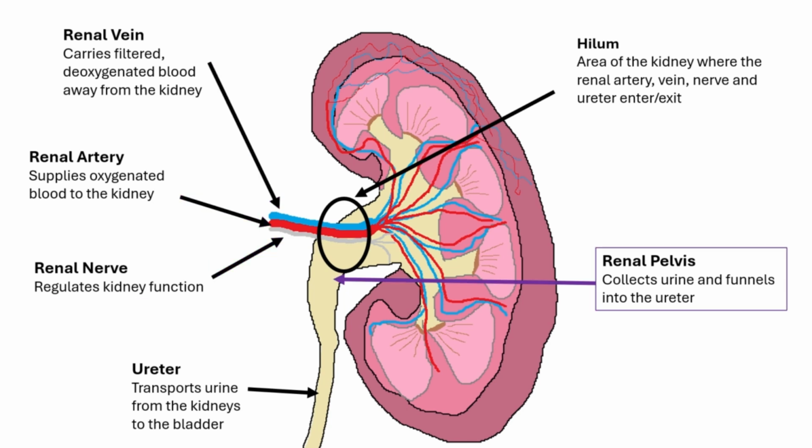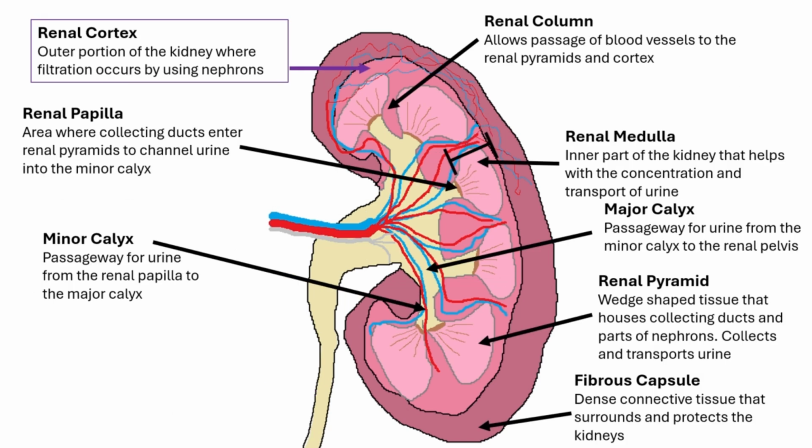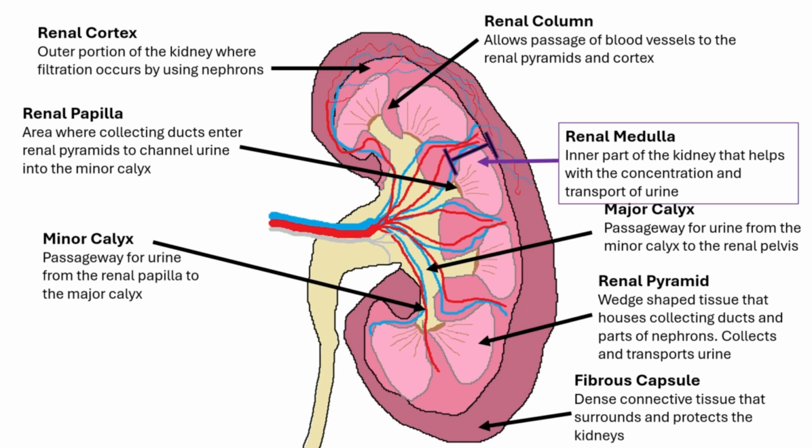The renal pelvis is the first area of the kidney. It primarily acts as a funnel for urine to go to the ureter. The ureter brings urine from the kidneys to the bladder, where it is stored until it leaves the body. The renal cortex is this outer portion of the kidney, where filtration occurs by using nephrons. We will go into more detail on this shortly.